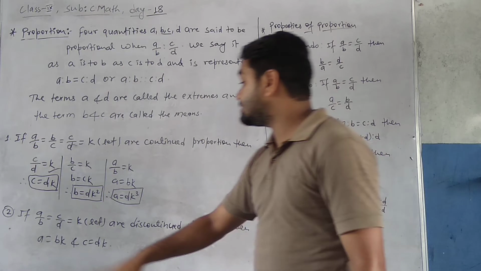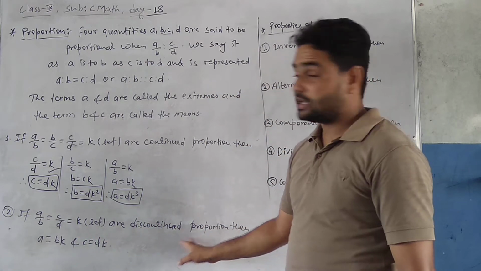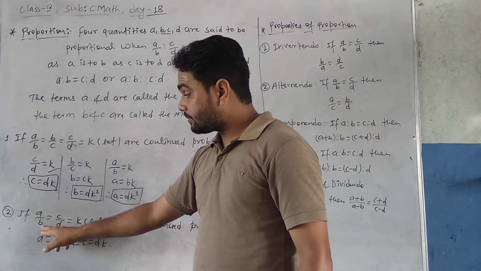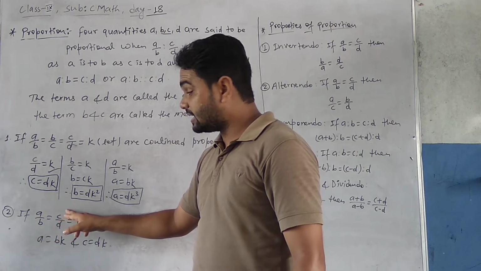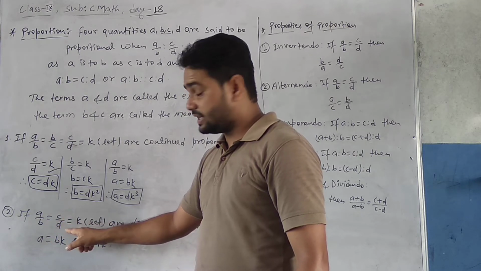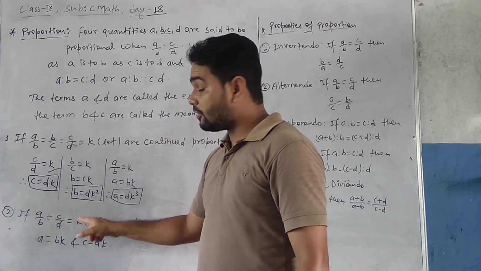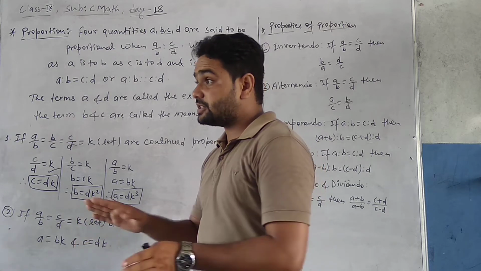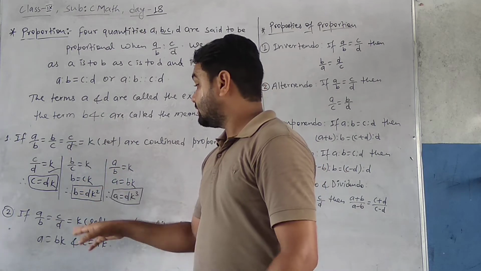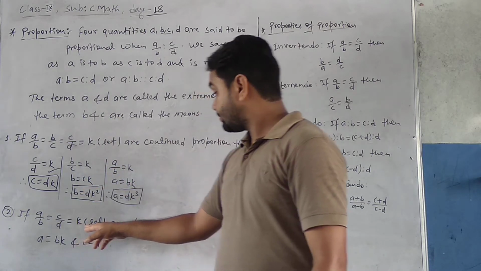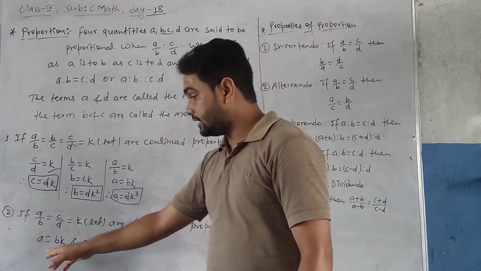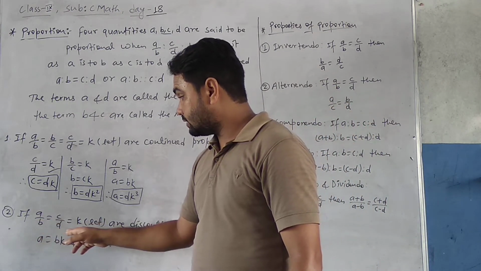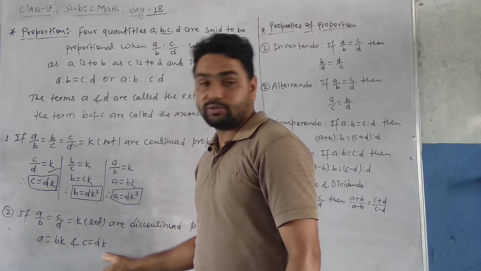And if it is discontinuous, that means A upon B is here, but B is not repeated here. That is C upon D. Then E upon F like this, no? That means the terms are not repeated. Then we leave it as K and discontinuous. Then A equals BK and C equals DK.